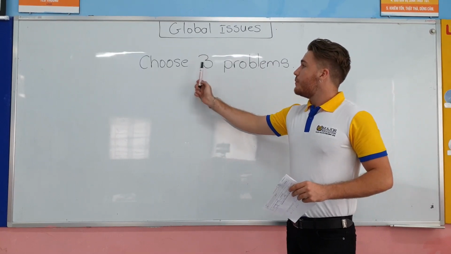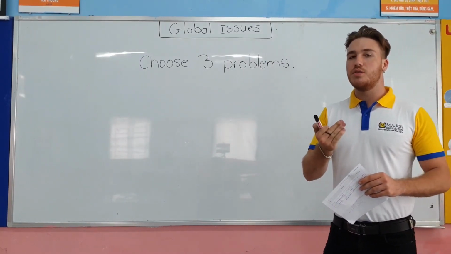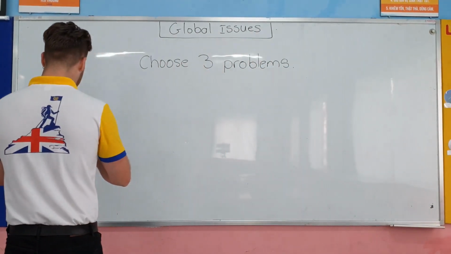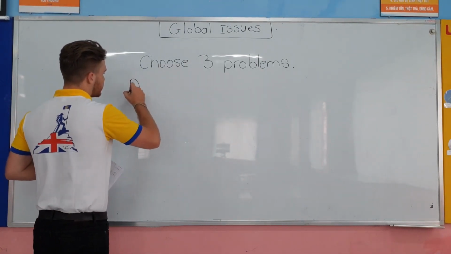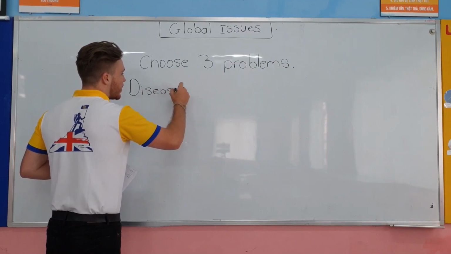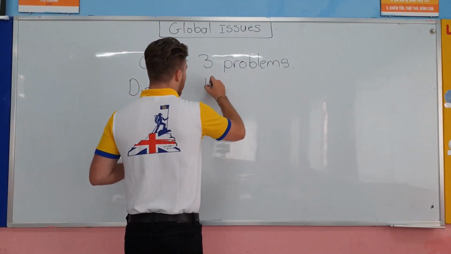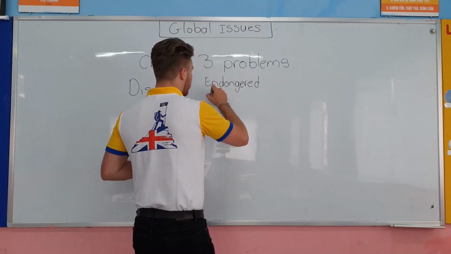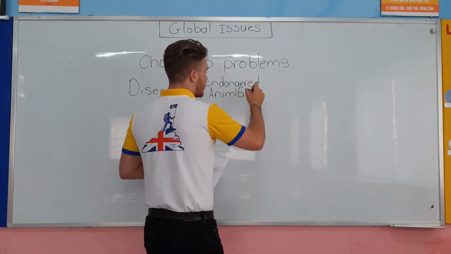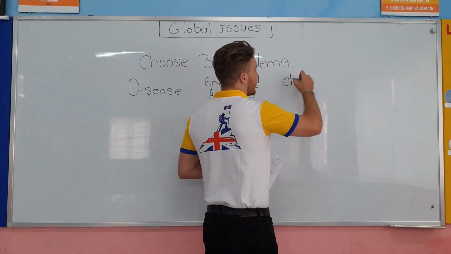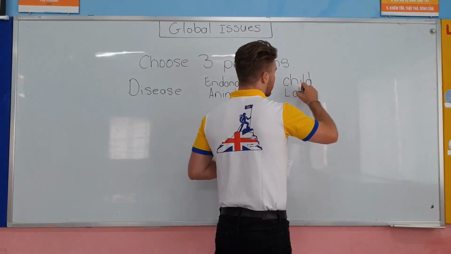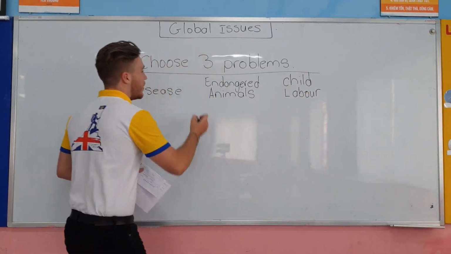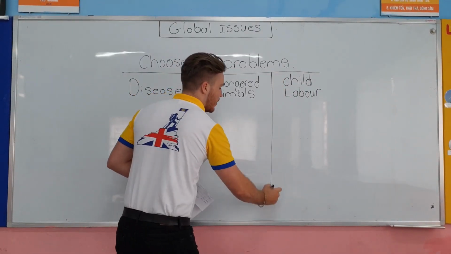So here, choose 3 problems that you feel are most important to you or something that you see happening in your local area. For me, I am going to choose 3, which is going to be disease, endangered animals, and child labor. Alright, so like I have done, I want you to choose 3 problems and then we're going to write down points about each problem.